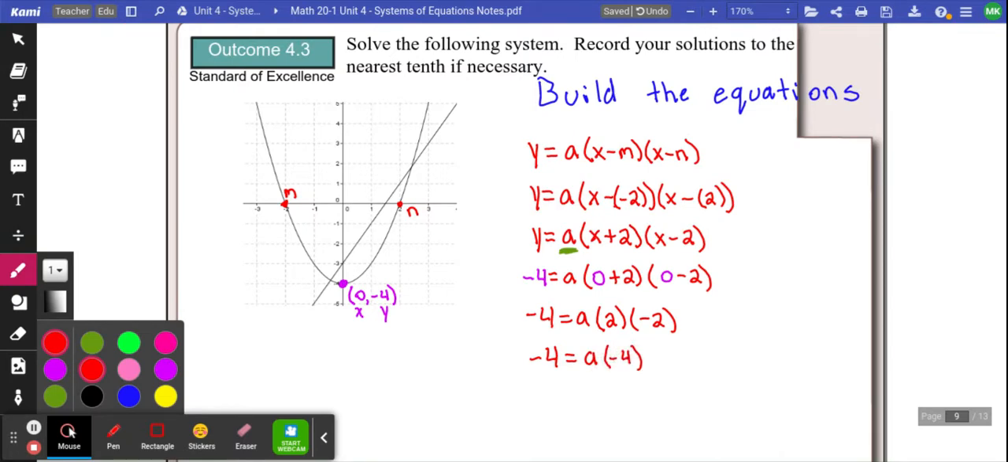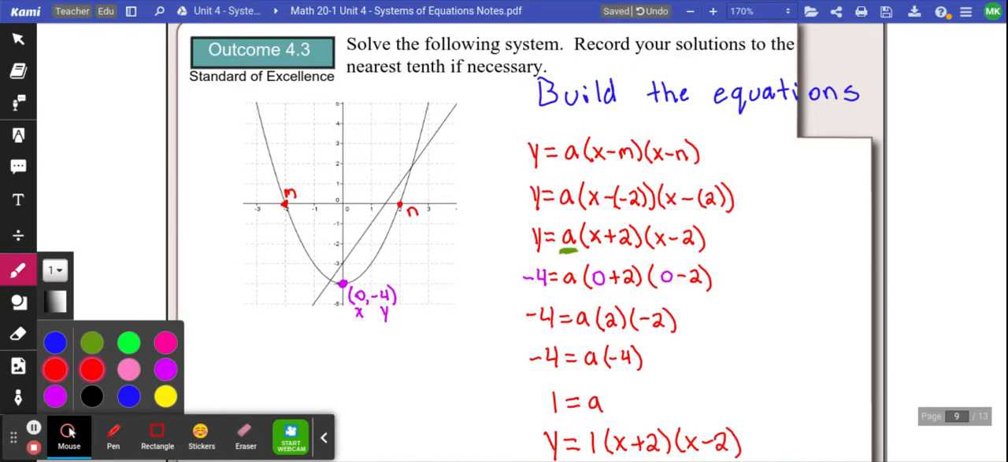Notice that I still have it in brackets, right? 2 times negative 2 is negative 4. That is not a minus 4. That's a times negative 4. My last step is going to be to divide that to the other side. So if I divide both sides by negative 4, I get 1 equals a, giving me my first equation, y equals 1 times (x plus 2)(x minus 2). That is our quadratic function.